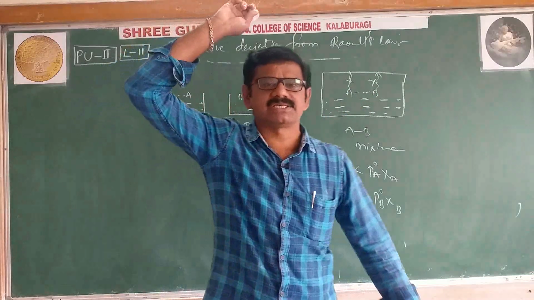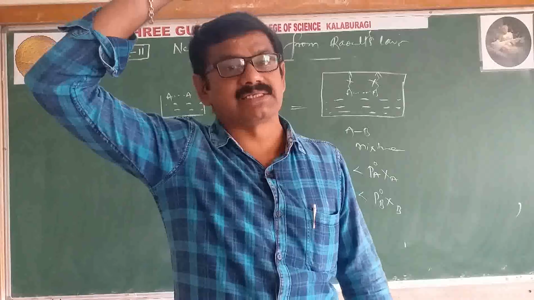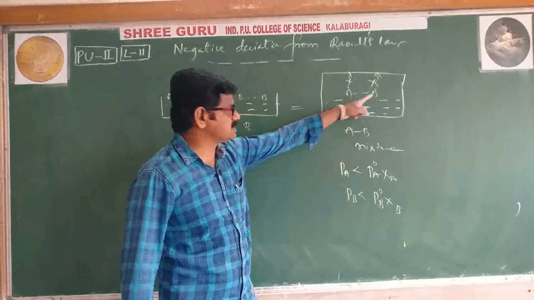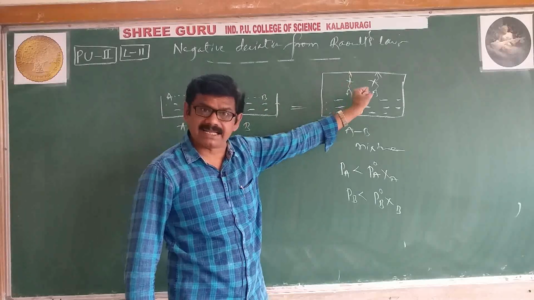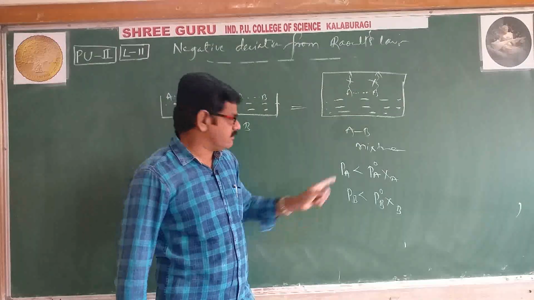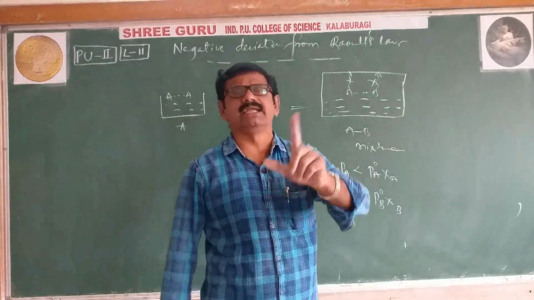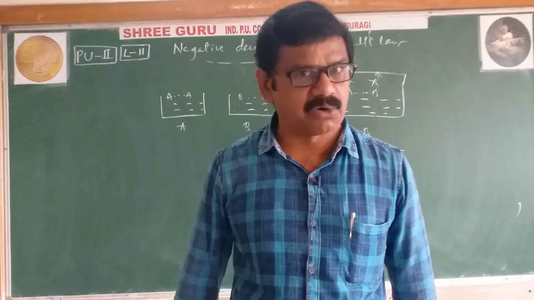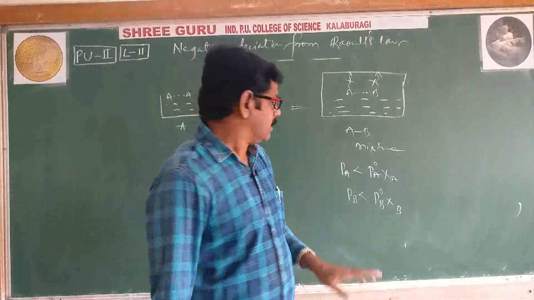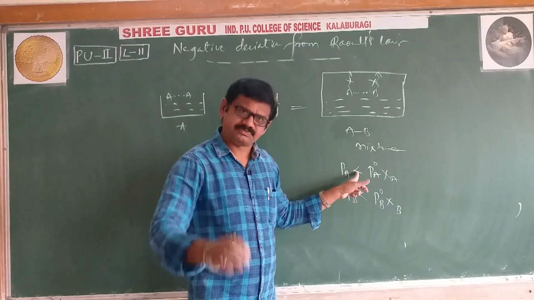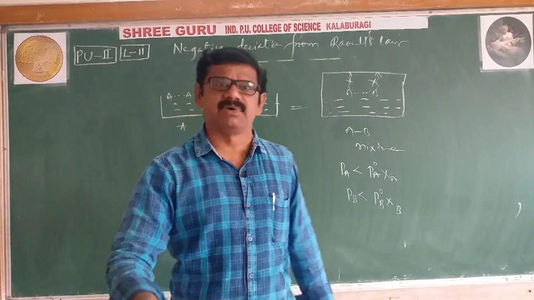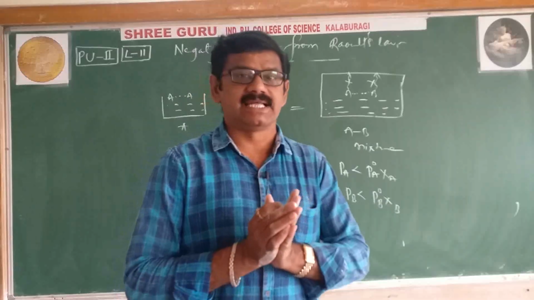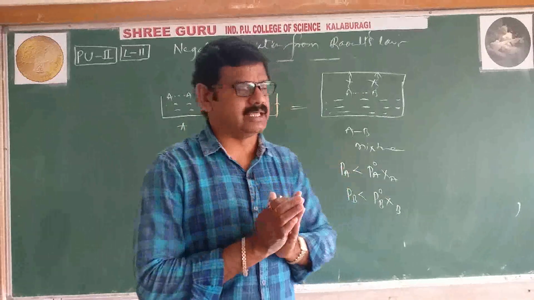What about positive deviation? In positive deviation, vapor pressure has increased. Here vapor pressure is decreasing because of strong attractions between A and B. Once vapor pressure decreases, definitely it is deviating from Raoult's law, no doubt. If you get an equal symbol, it obeys Raoult's law. Either a greater than or less than symbol, whatever the symbol may be, it is a deviation only.